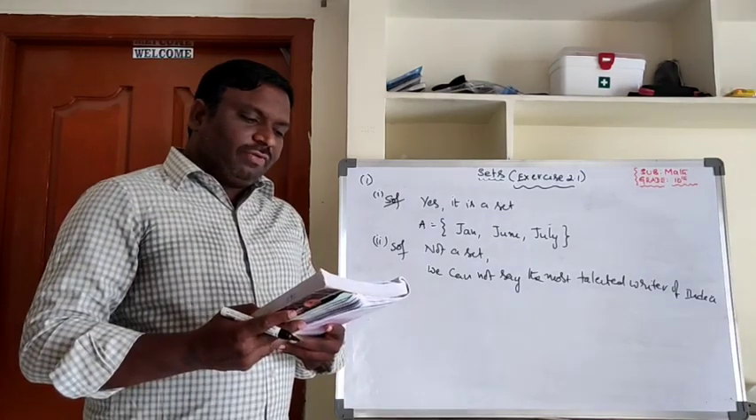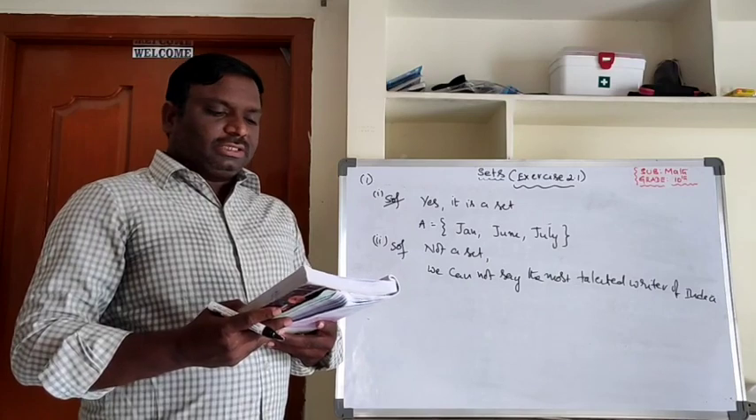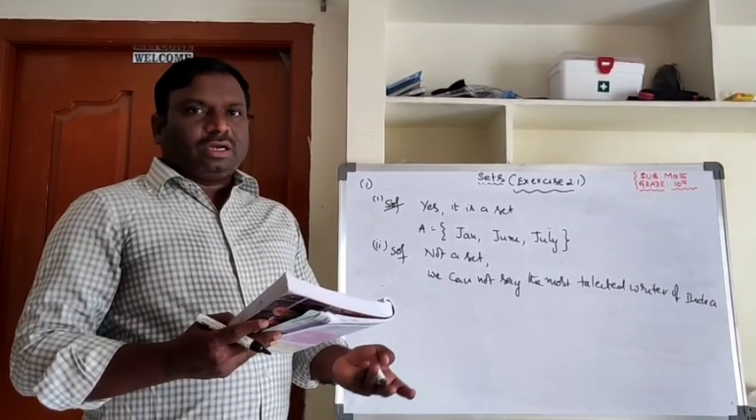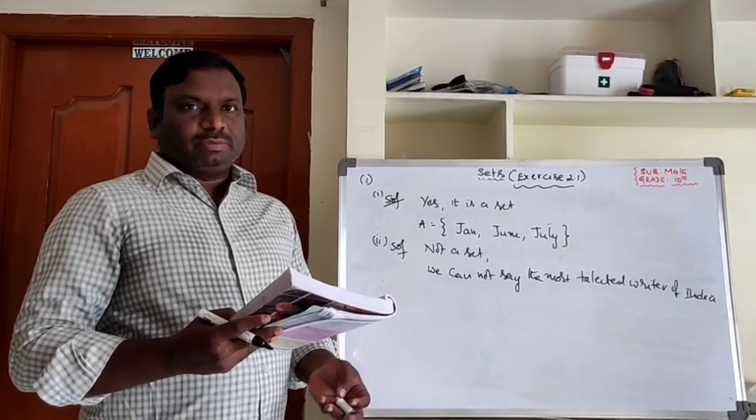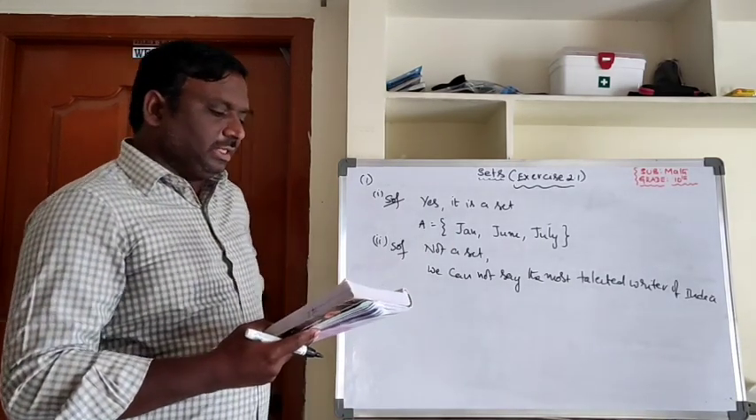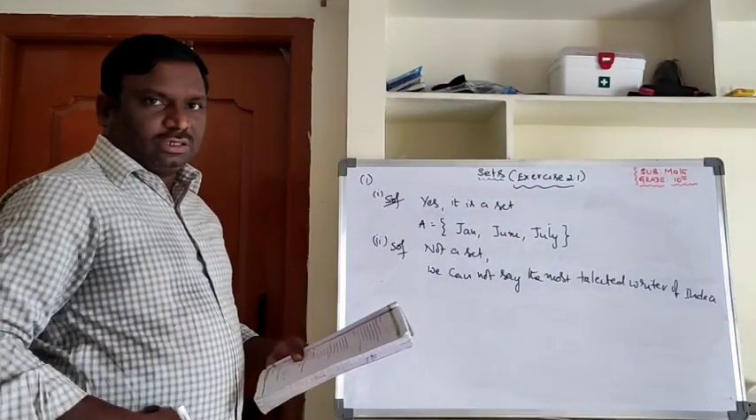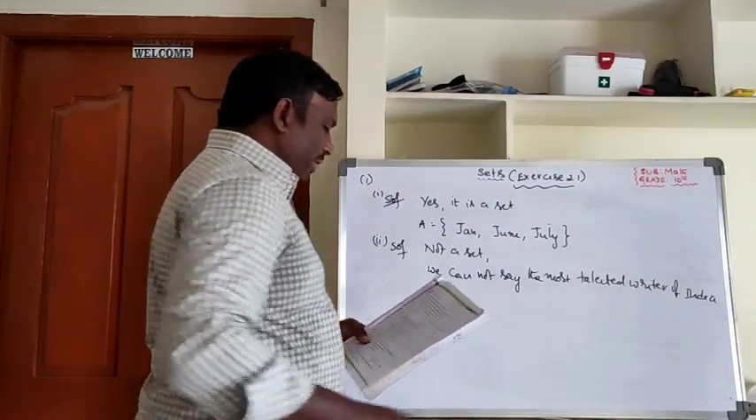A team of 11 best cricket batsmen of the world. Best cricket batsman, how can we decide? We cannot decide. Okay, so that is also not a set. You can write the answers like that. The remaining two questions are there, I am leaving them for you. Do those remaining two questions.